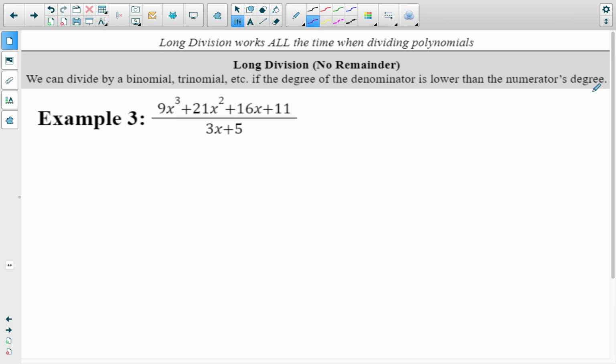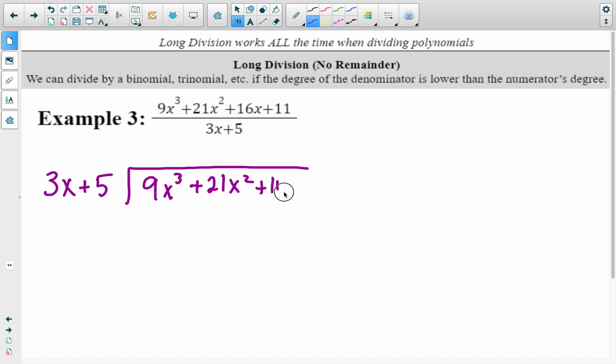Okay, hopefully you set this one up okay. If you're having trouble doing that, that 3x plus 5 is your denominator. It's going to go outside, and then your numerator is going to go inside. We want to make sure that whatever we're writing inside has those exponents in order, x cubed, x squared, x to the first, and our constant, so we're good to just copy it down as is. 9x cubed plus 21x squared plus 16x plus 11.